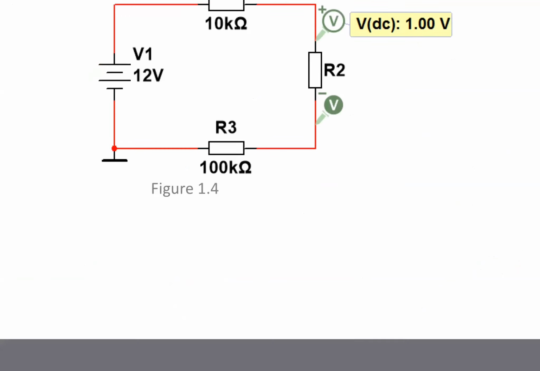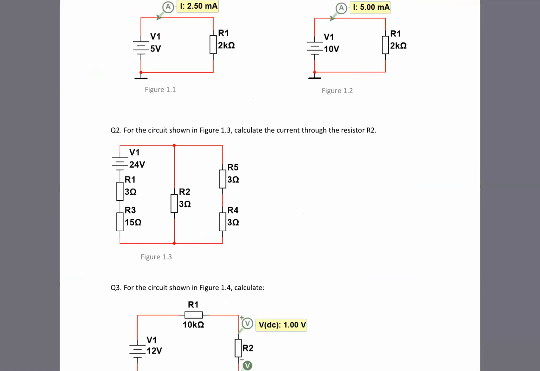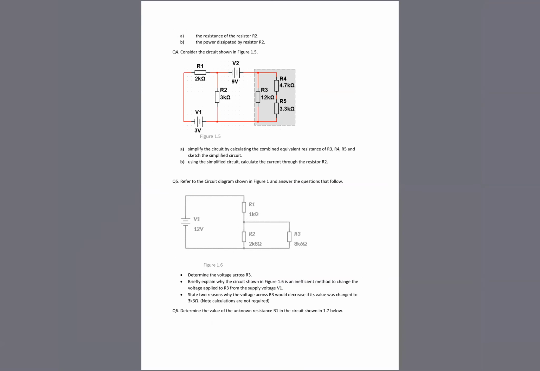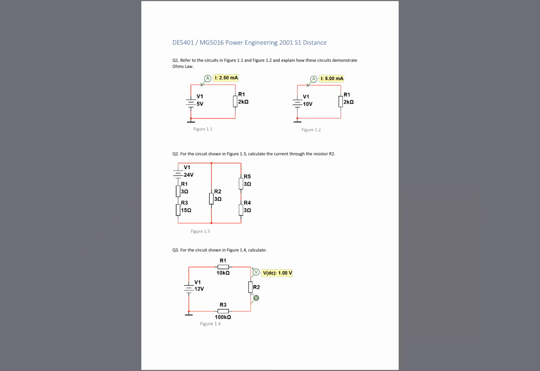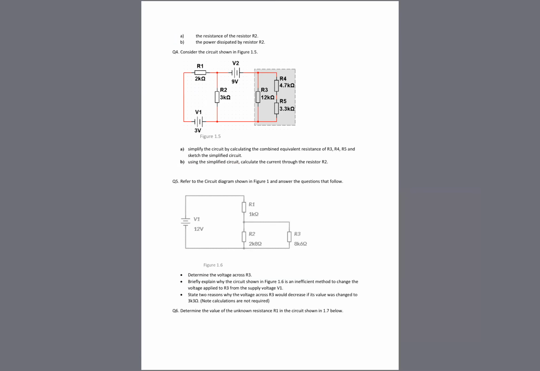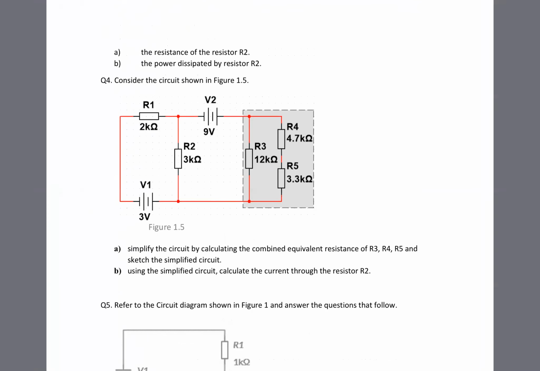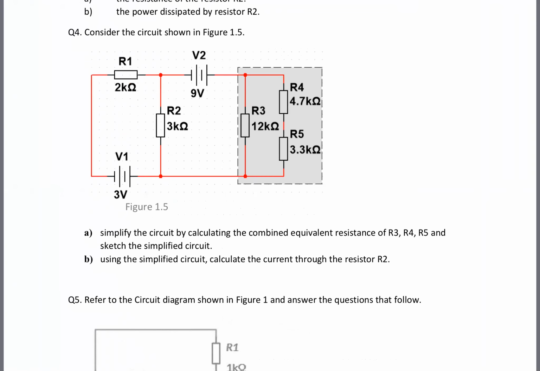Okay, guys. Now we'll move to the fourth question. What do you guys think? How do we solve this sort of thing? Question 4. First thing, guys, you need to simplify the circuit. So this gray area you need to simplify. Tell me, guys, how do you simplify that one?